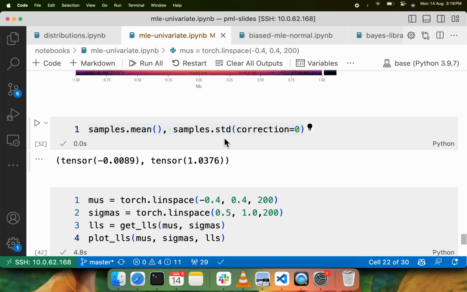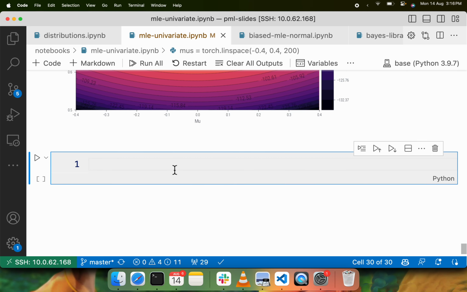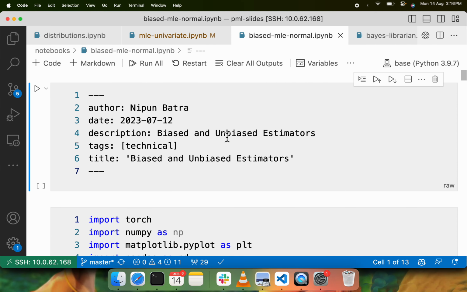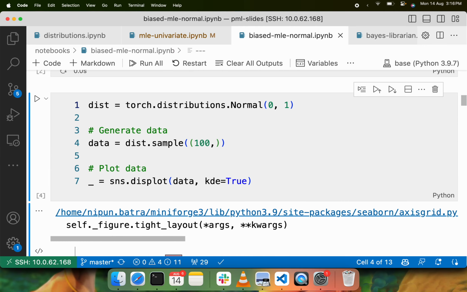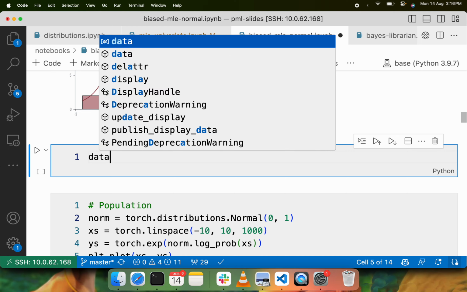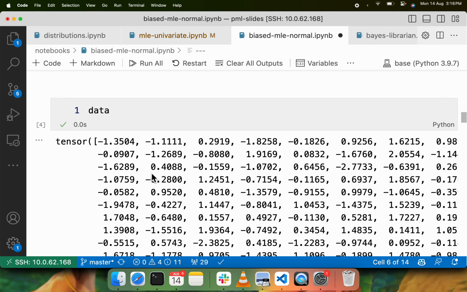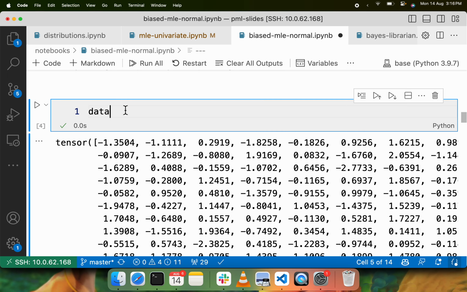Samples.mean, samples.std, correction equal to 0. Have you ever used this kind of a term whenever you're finding standard deviation? Let's perhaps take another example. Not start with this. We have taken some data. So data is some 100 odd samples taken from a torch distribution.